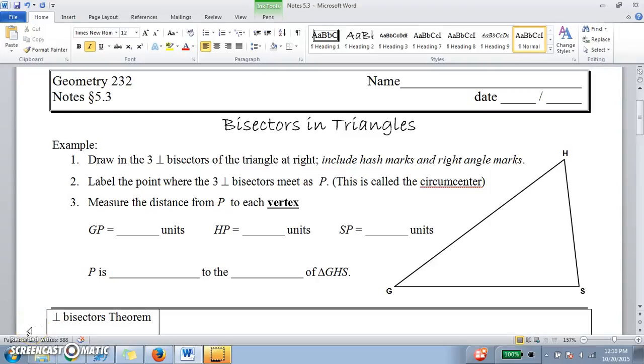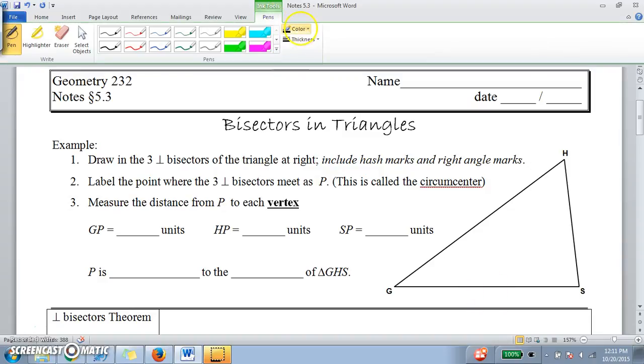This is Geometry, section 5.3, bisectors in triangles. So the first example we have here says to draw in the three perpendicular bisectors of the triangle at the right. So a perpendicular bisector is a segment that's perpendicular to another segment and it bisects it, so it's going to hit it at its midpoint.